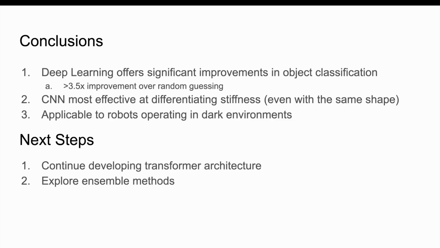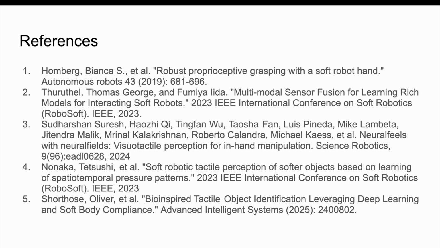So in conclusion, we show that deep learning offers significant improvements for object classification. Our current best result is greater than 3.5 times better than random guessing. CNNs so far are also the most effective at differentiation, especially regarding stiffness. And this has applications in robots operating in dark environments or where the camera would be obscured. Our next steps are to continue developing our transformer architecture and to explore ensemble methods combining different models that we've developed so far. Thank you.